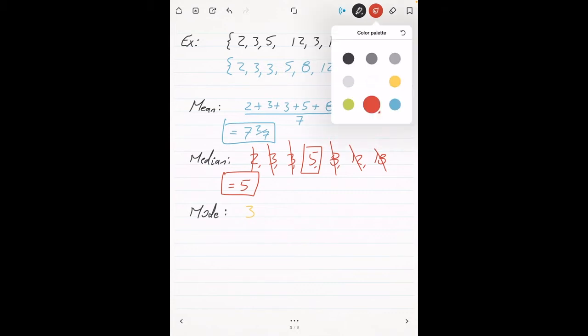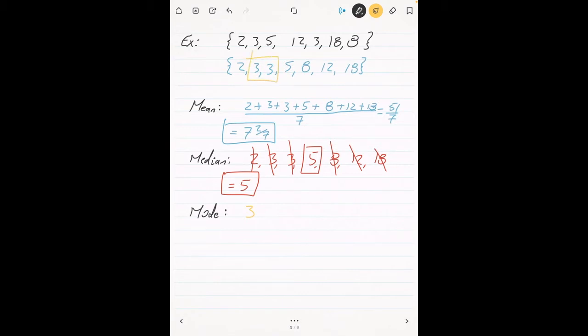Now the mode, it should have been fairly obvious. When you have all these out, you can see that 3 is the only number that occurs multiple times. So 3 was the mode. It was the most common occurring value.